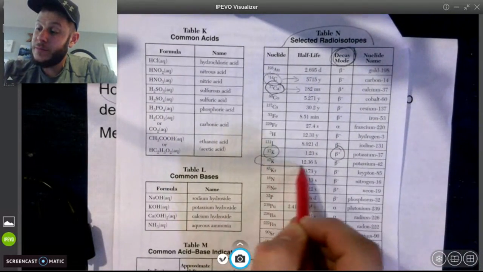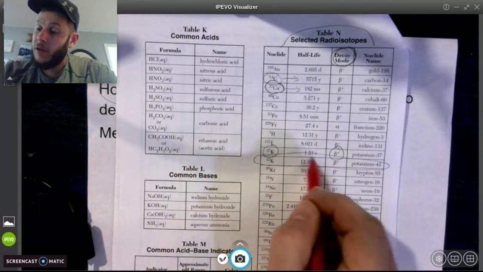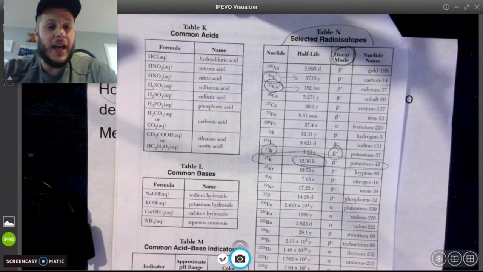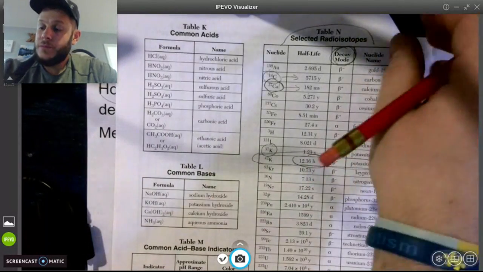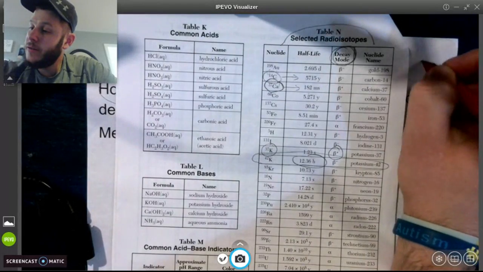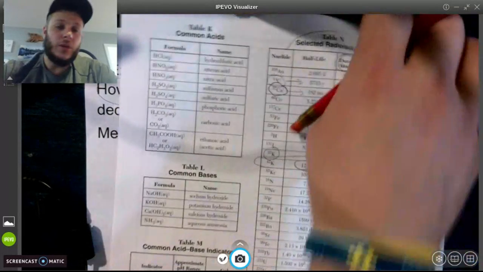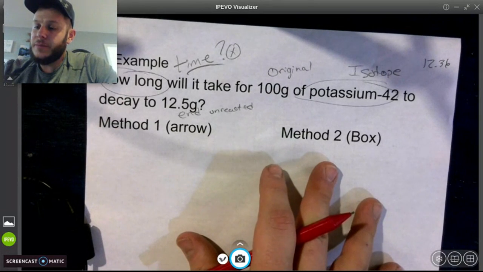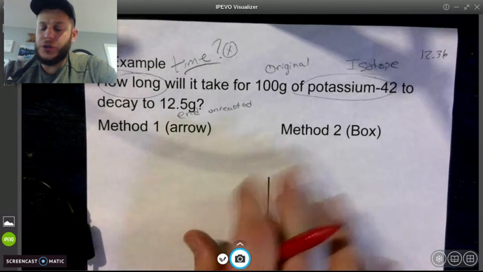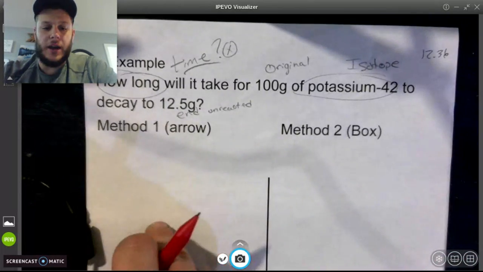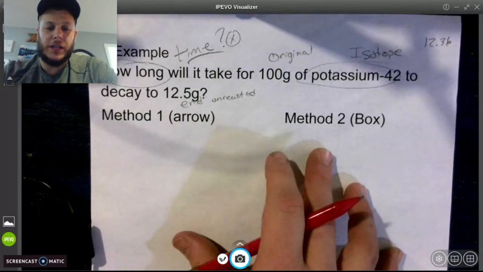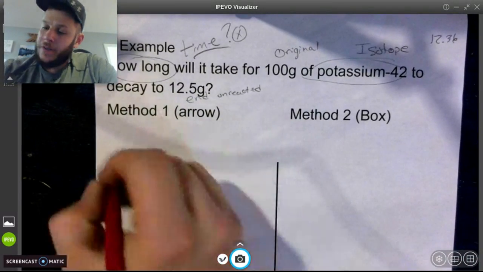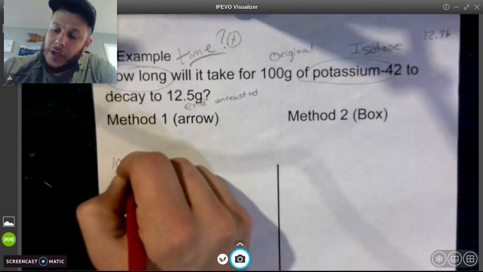Potassium-42 has a half-life of 12.36 hours. Okay, I'm going to write that down in the corner here: 12.36 hours. And so basically, every half-life takes that long. So there are two methods, arrow and box. Arrow is a little bit more straightforward. Box is more comprehensive.